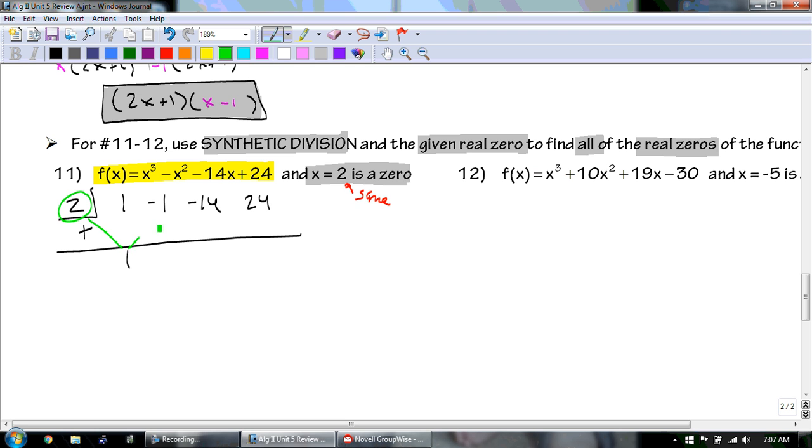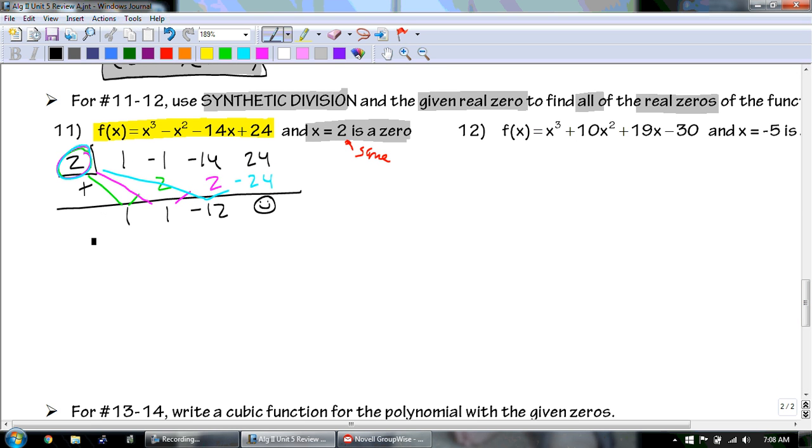2 times 1 is 2. -1 plus 2 is 1. I take 2 times 1, which is 2. -12 plus 2 is a -10. And then 2 times -12 is -24. And then we get 0. So yes, so far everything is the same. And then we go, well, it's 1x squared plus 1x minus 12.